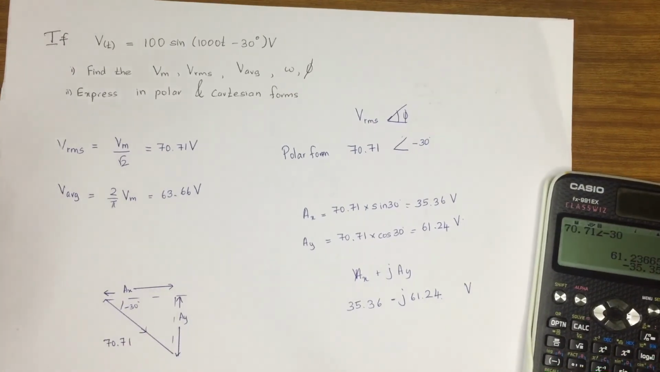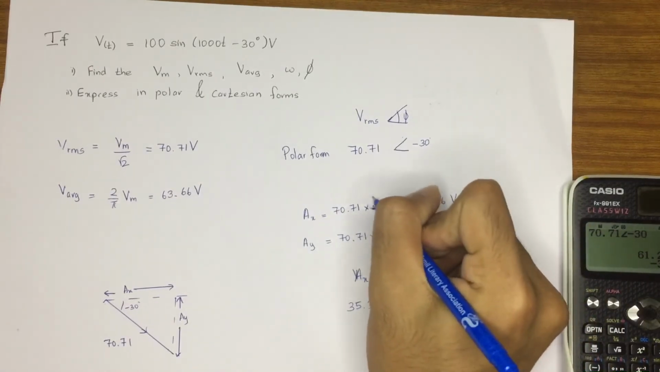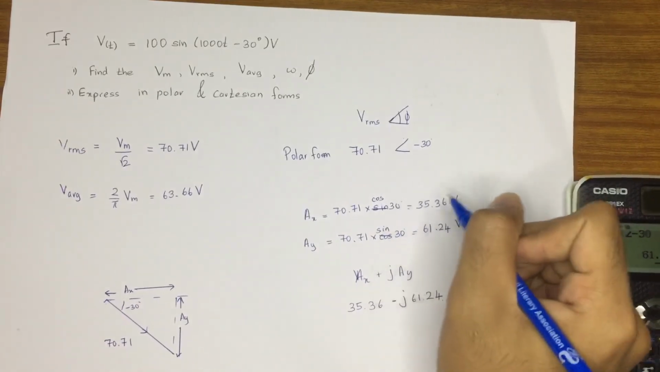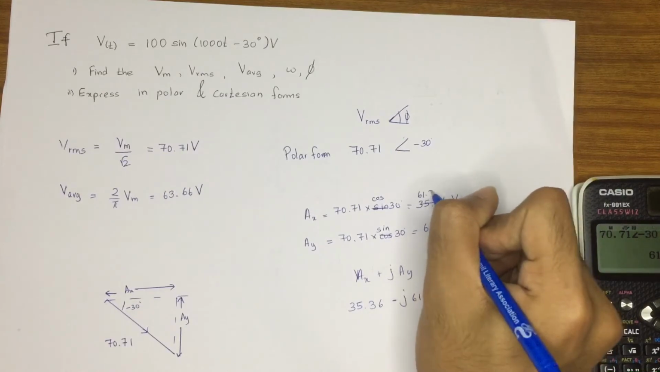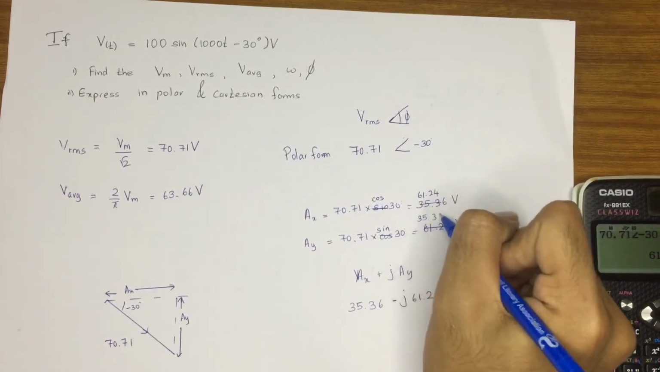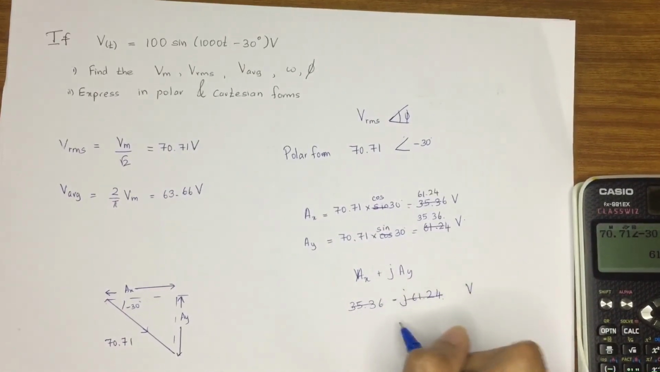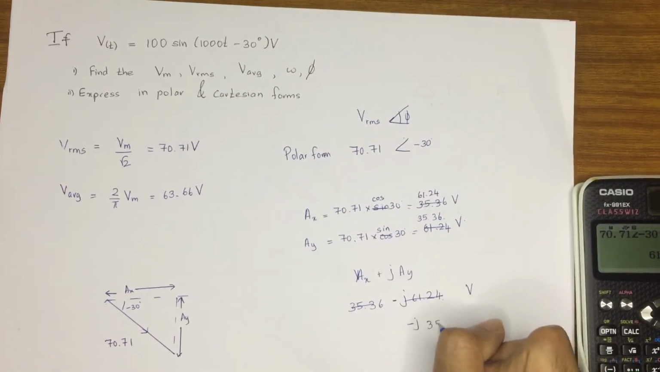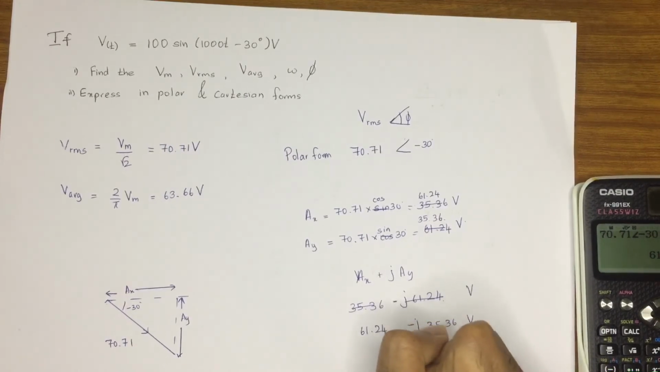Sorry, it's going to be cos 30. Yes, it's going to be cos 30, and this is going to be sine 30. That's why we have made a mistake. So it's going to be 61.24, and here it's going to be 35.36. Likewise, we need to change this. It's going to be the minus j 35.36, and this is going to be 61.24.